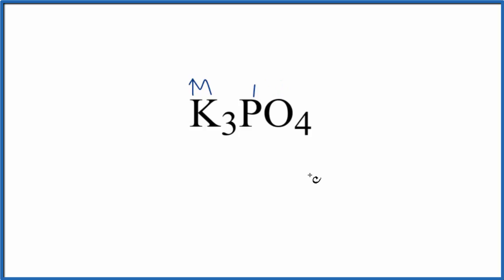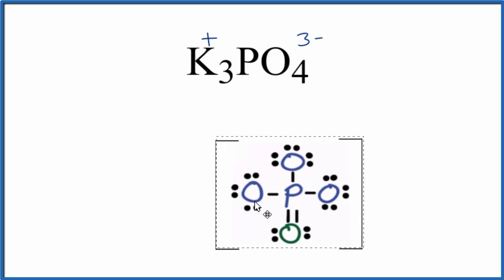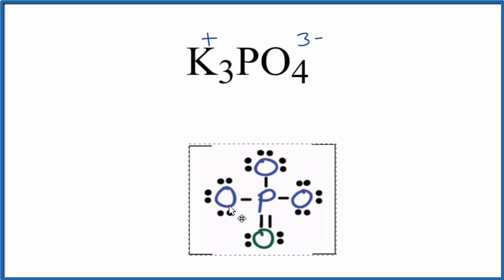So let's draw this. First off, we could draw the phosphate ion. Phosphate, the whole thing, has an ionic charge of 3 minus. The potassium is in group 1 on the periodic table. It's 1 plus. That's why we have 3 of them to give us the 3 plus to balance the 3 minus. So this is the phosphate ion. And if you need help drawing this, there's a link in the description on how to do that.